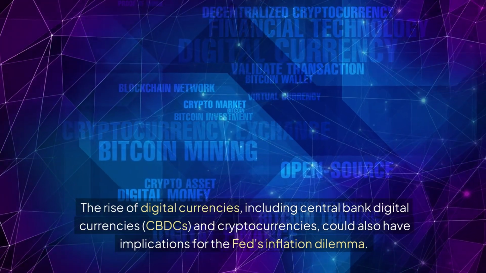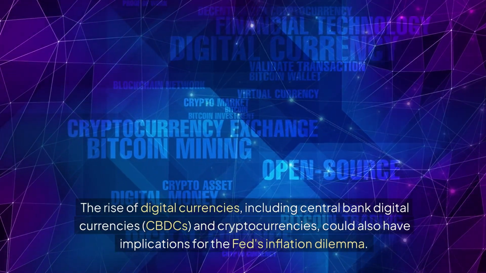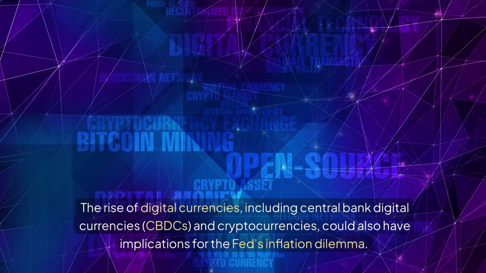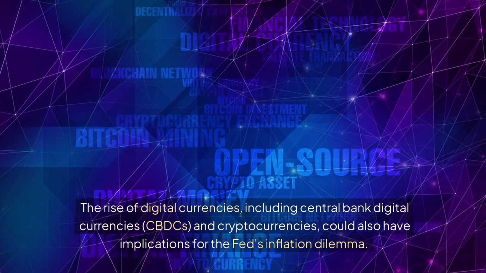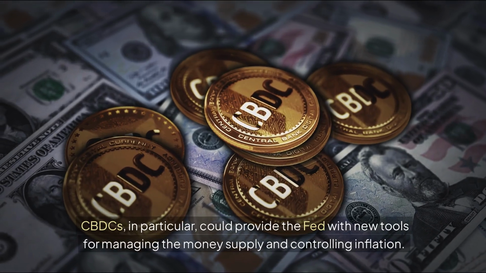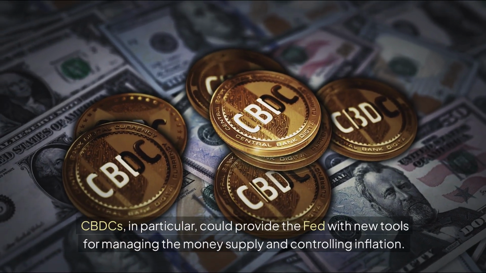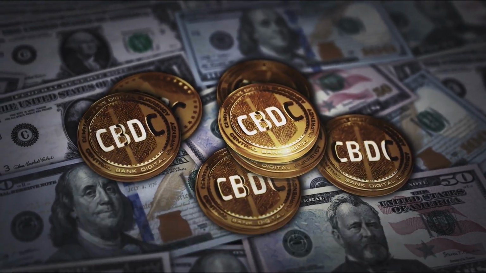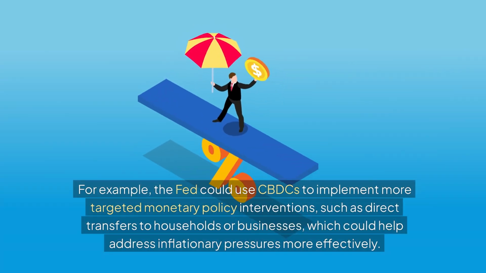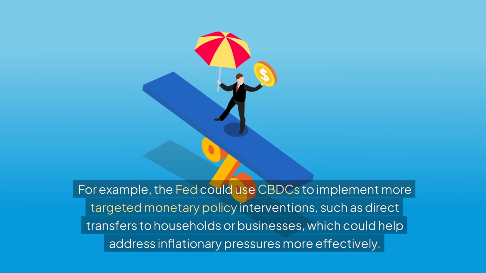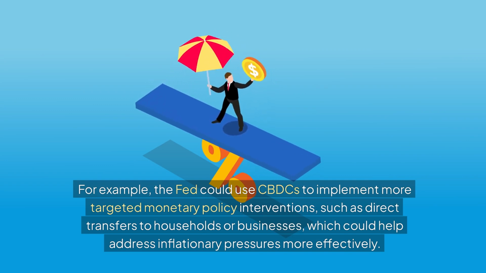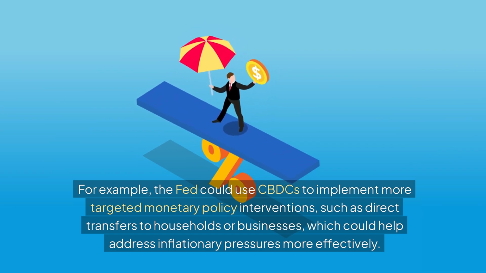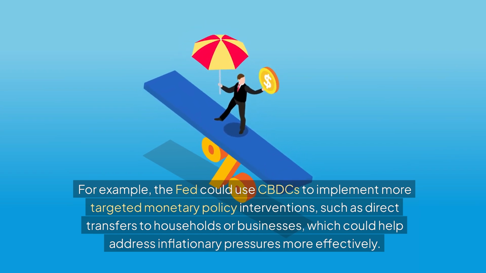The rise of digital currencies, including central bank digital currencies, CBDCs, and cryptocurrencies, could also have implications for the Fed's inflation dilemma. CBDCs, in particular, could provide the Fed with new tools for managing the money supply and controlling inflation. For example, the Fed could use CBDCs to implement more targeted monetary policy interventions, such as direct transfers to households or businesses, which could help address inflationary pressures more effectively.